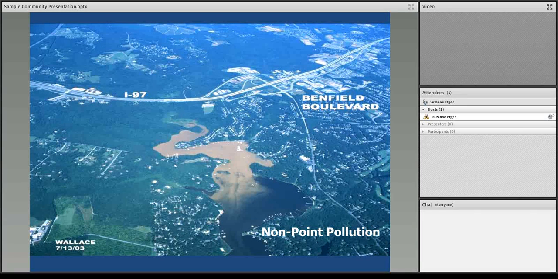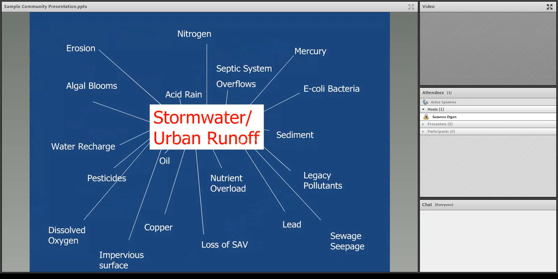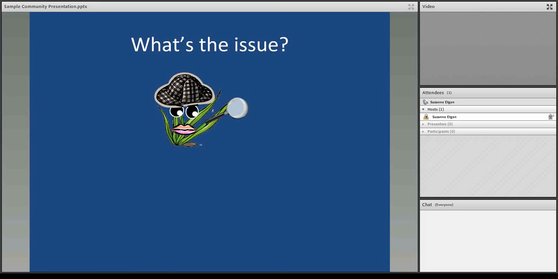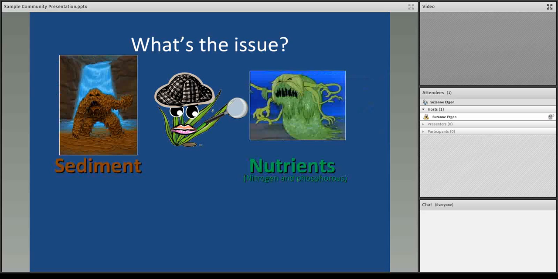And we know that after it rains, a lot of times we see this chocolate milk. And this is the big problem that we are trying to prevent. And that chocolate milk is called stormwater, and it contains all kinds of nasty things, many, many pollutants in that stormwater. But there are 2 big pollutants that we're really concerned about. One is called sediment, and the other is nutrients.